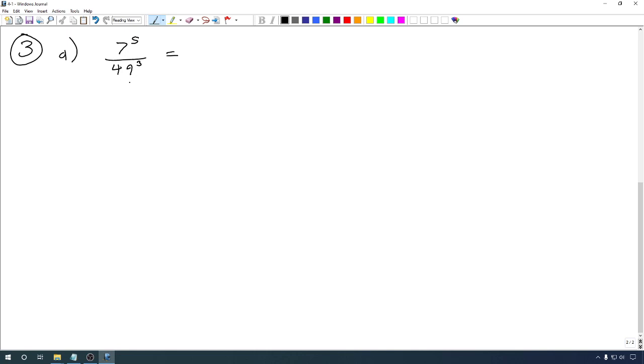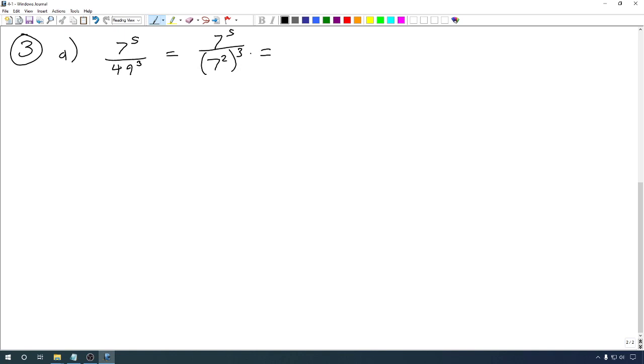We need to recognize that 49 is actually 7 squared. If we already got a 7 for one base, let's convert the 49 to an exponential in terms of that same base of 7. I'm going to write this as 7 to the 5th power divided by 7 squared, which is the 49, but then we need the 3rd power. Now everything is an exponential with a base of 7.